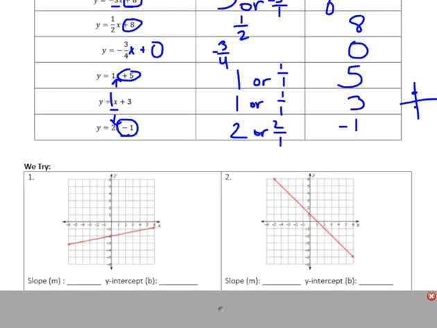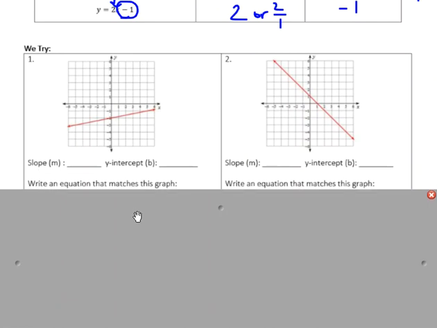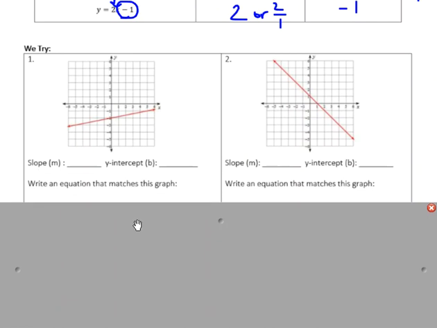So what we're going to do is look at some of these graphs and determine the slope and the y-intercept. Usually it's easier to find the y-intercept first because it's where it crosses the y-axis. So I want you to take a look at the graph. We know that the y-axis is the vertical axis, and look at where it crosses. It crosses right here. So my y-intercept right here would be negative 2.